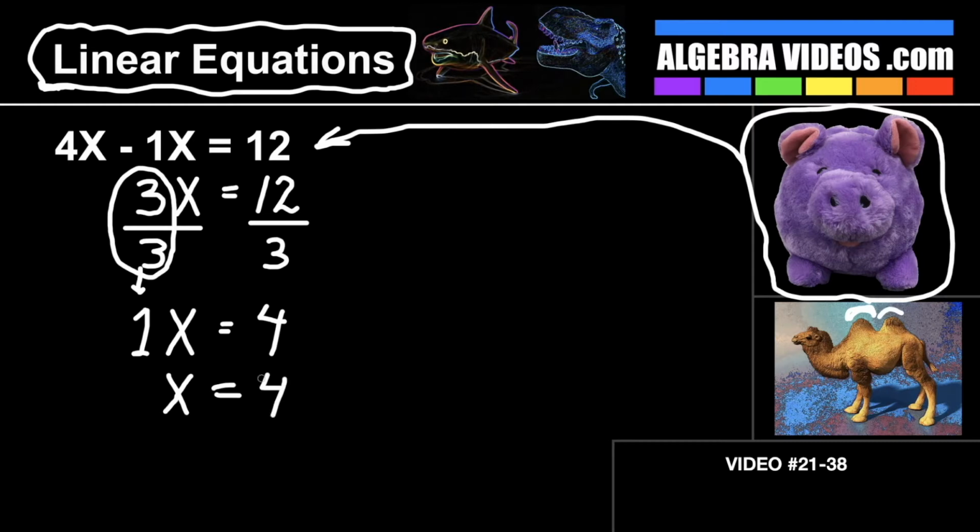It's 2 ways of saying the same thing. We don't really need that 1 there. So the solution is x equals 4. Yay! Piggy's happy. I'm happy. You're happy. We're all happy. And we could stop right there. That's all you have to do.